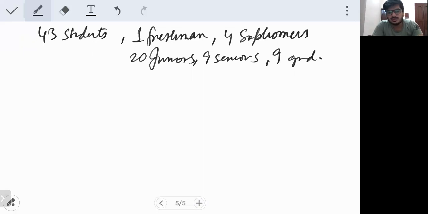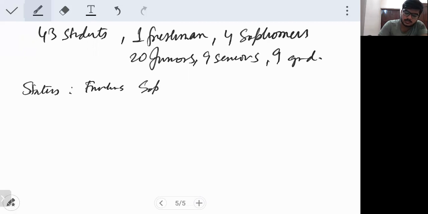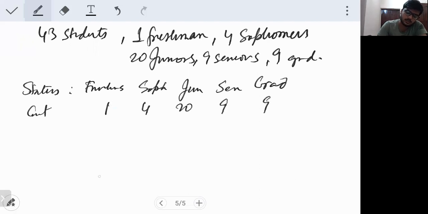For that, we must define the proportion of the students. We're talking about status: they are freshmen, sophomores, juniors, then seniors, and then graduate students. So what is the count of that? It's 1, it's 4, it's 20, it's 9, and 9. So if we talk about the proportion of students, that will be 1 upon 43.